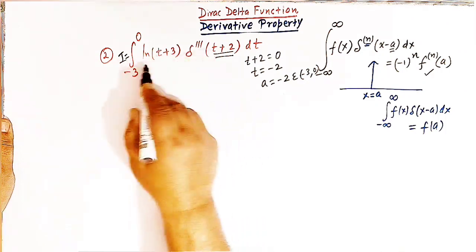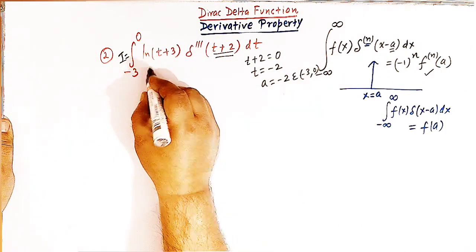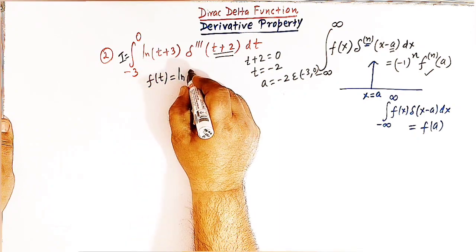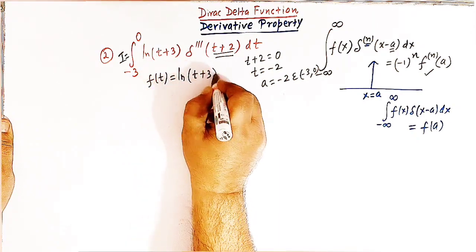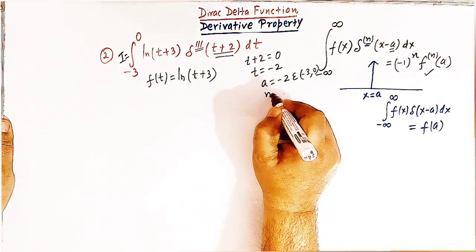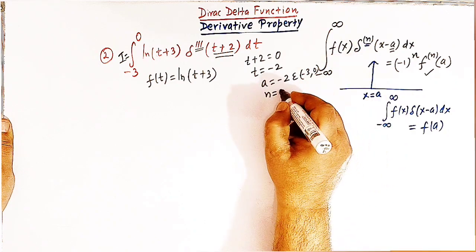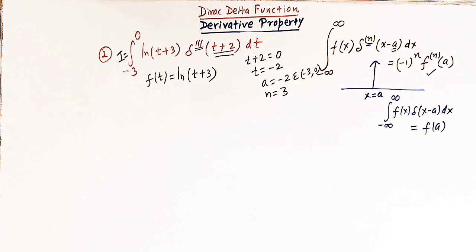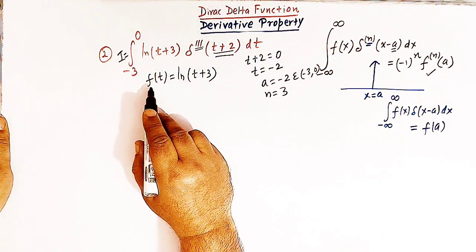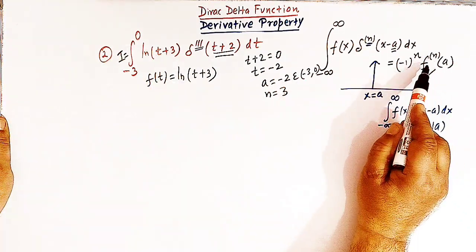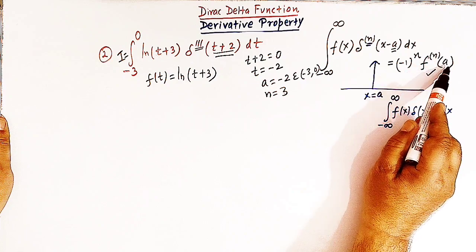And if we compare this integral with this one, then the value of f of t is given by log of t plus 3, and the third derivative is involved. So we have n equal to 3, because n denotes the order of the derivative. So now let us find the third derivative of f of t, right? Because here we have f^(n) of a.